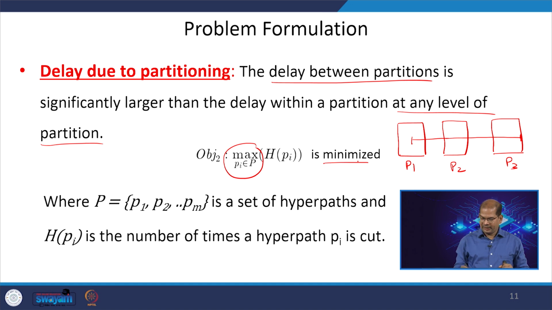Okay. So, the max over Pi belonging to P of H of Pi should be minimized. Where P equals P1, P2, P3 is a set of hyperpaths and Pi is the number of times a hyperpath is cut.